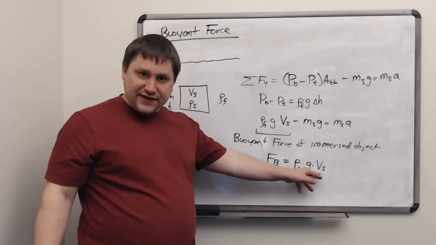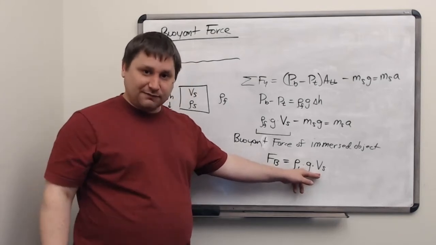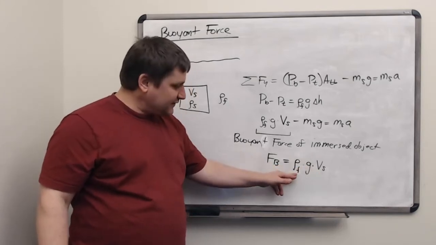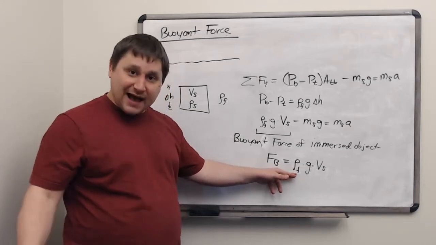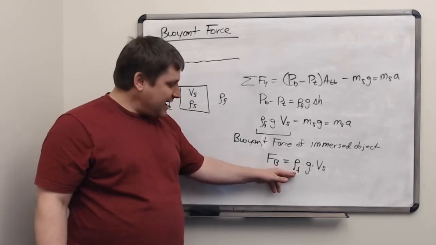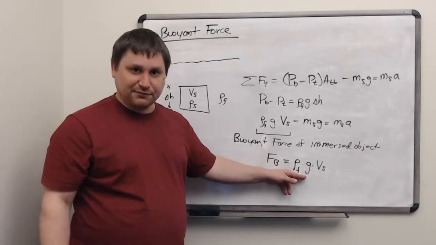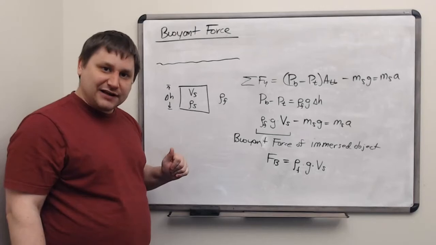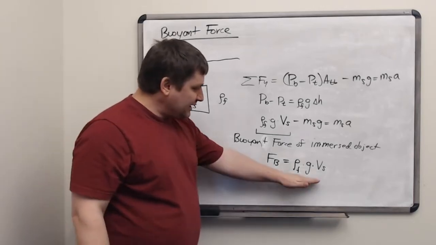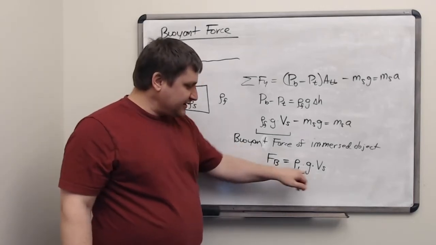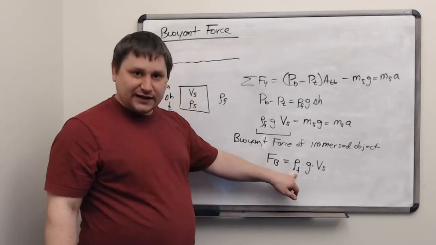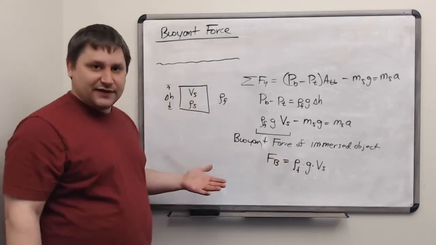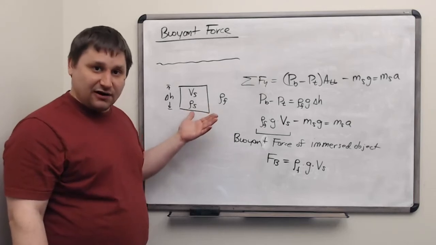If it's immersed, VS is equal to the volume of fluid displaced. VS times the density of the fluid is the mass of fluid displaced, and the mass times g is the weight of fluid displaced. So this force always points opposite to the direction of gravity, and depends on the volume of the object and the density of the fluid. It doesn't actually depend on the density of the object or the object's mass at all. It's only due to the fluid.